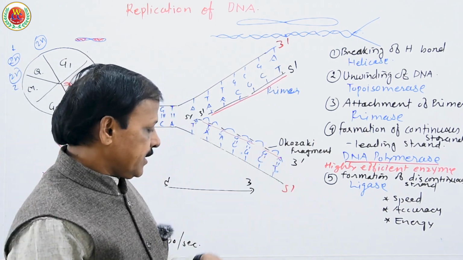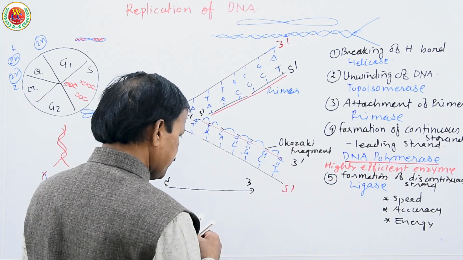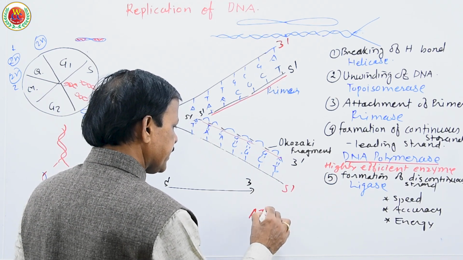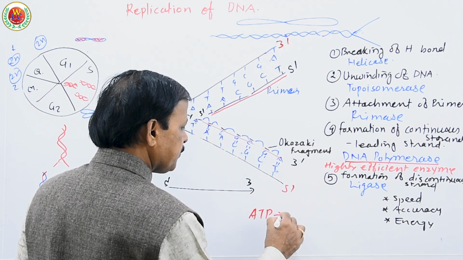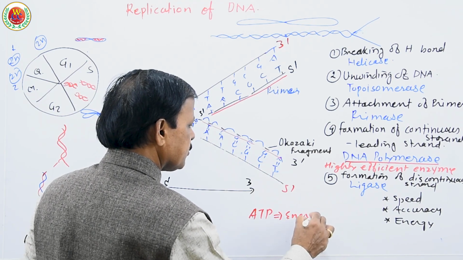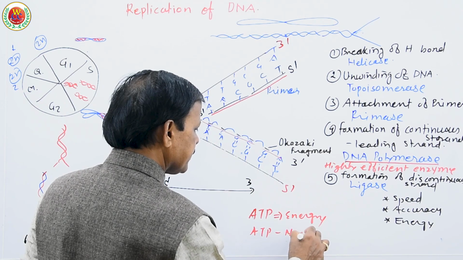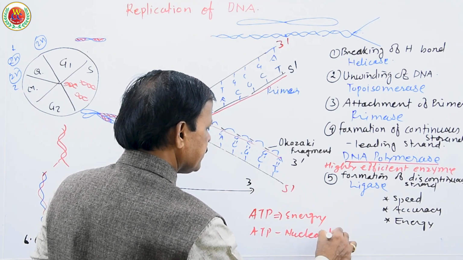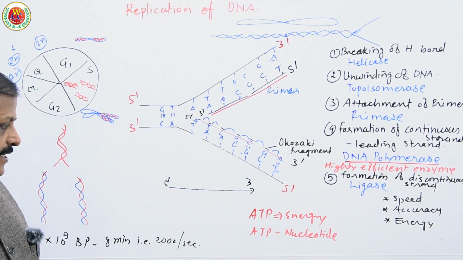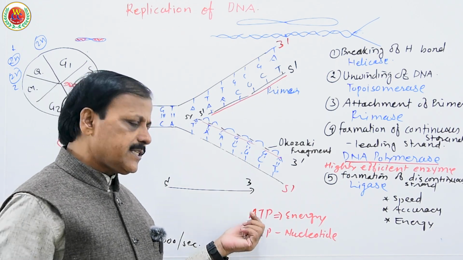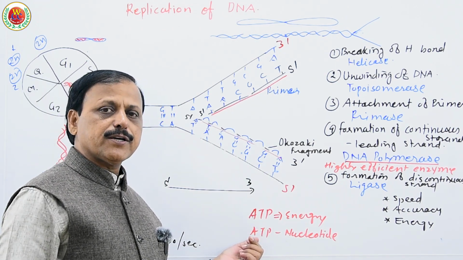Now here, the role of the ATP molecule is very important to understand. The role of adenosine triphosphate is not only to provide energy, but also it acts as one of the nucleotides. This is very important to understand. This is not only an energy supplement molecule, but also part of the nucleotide.